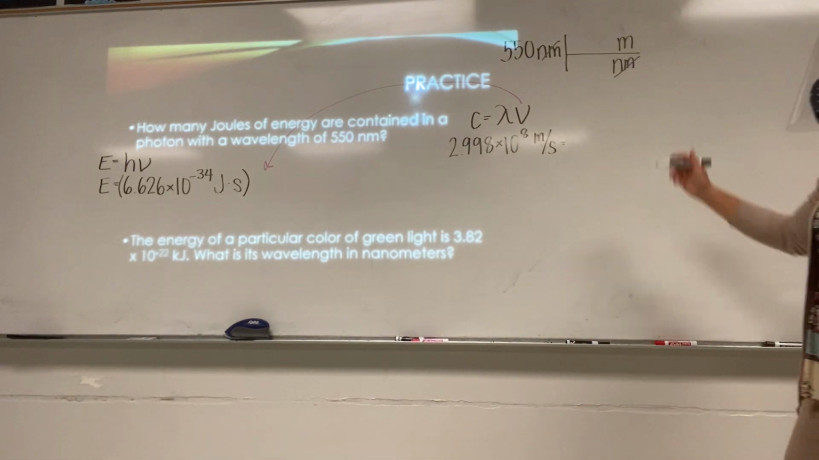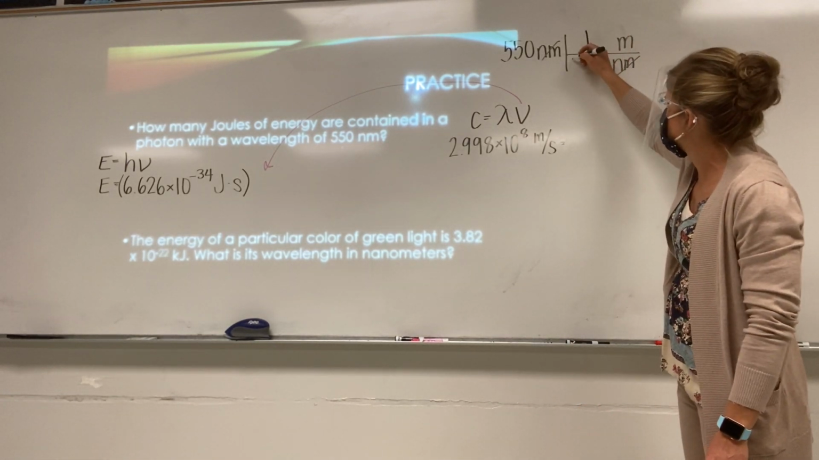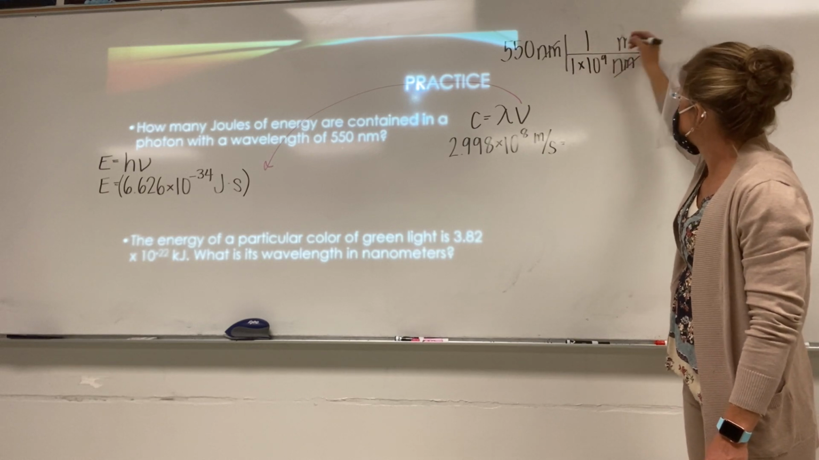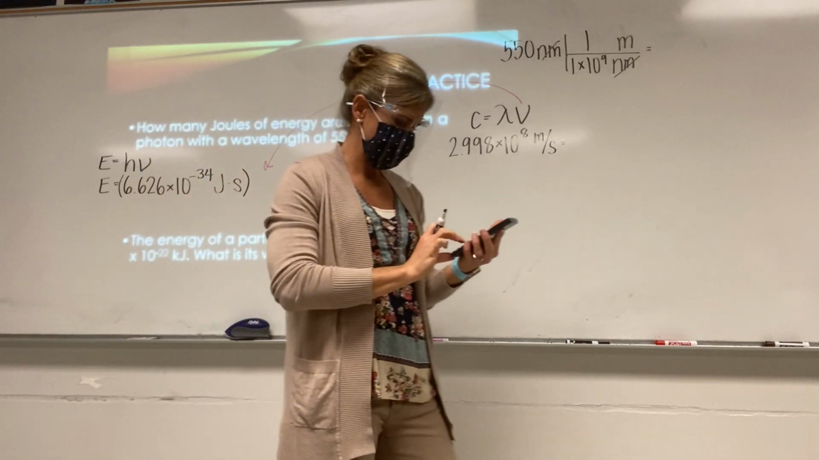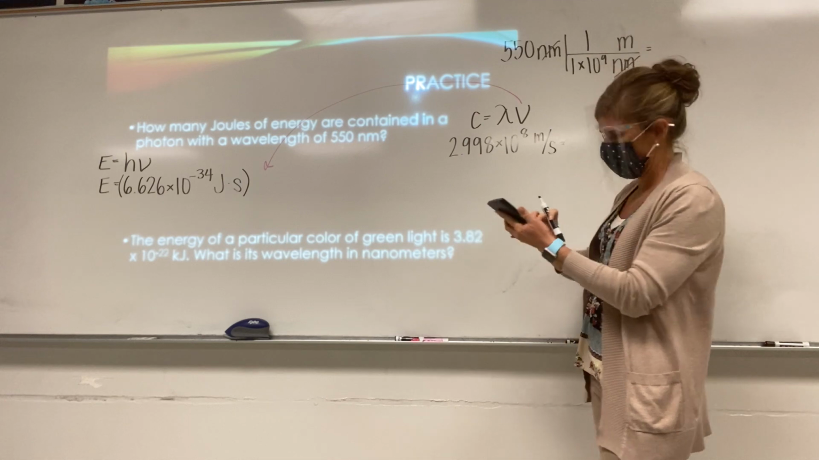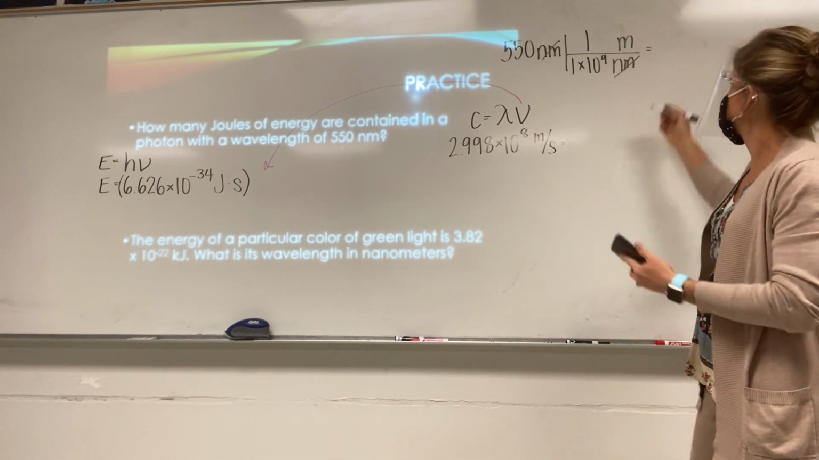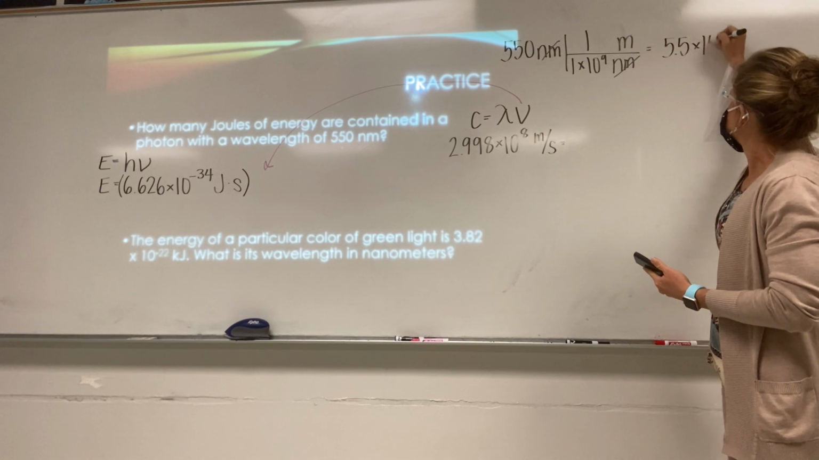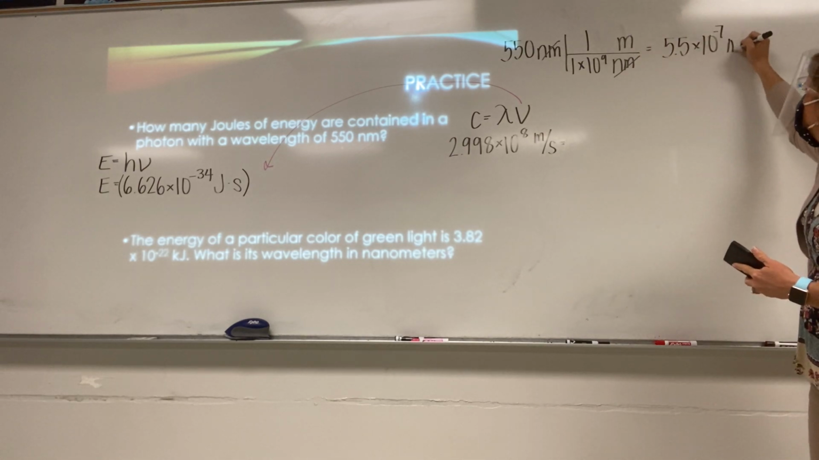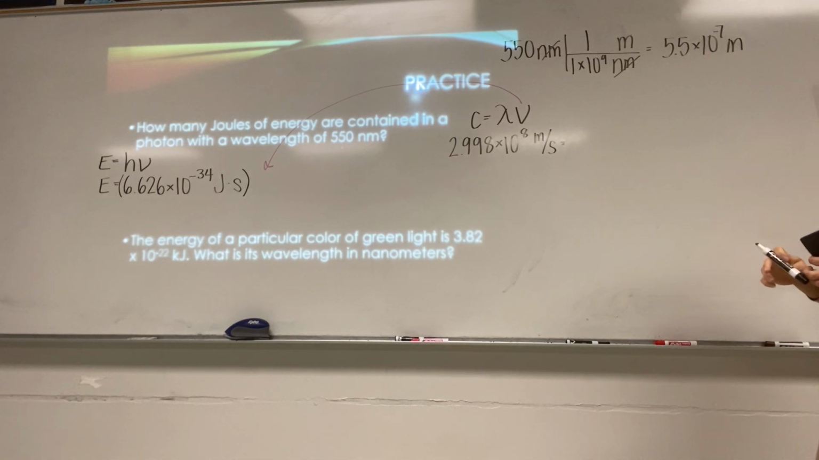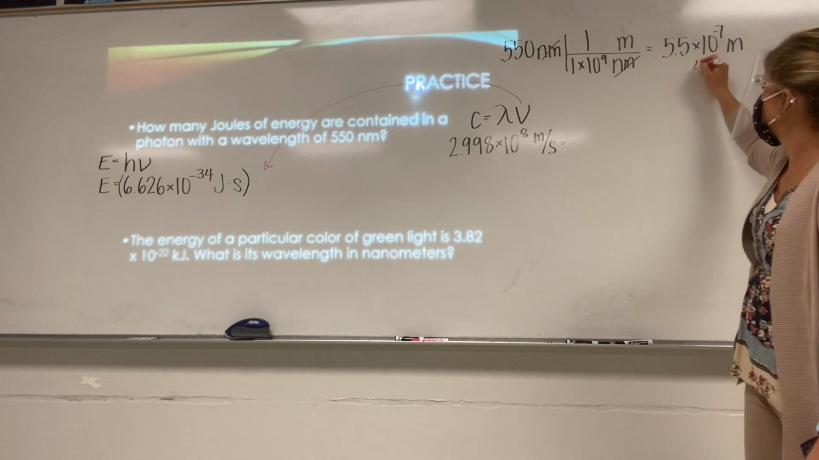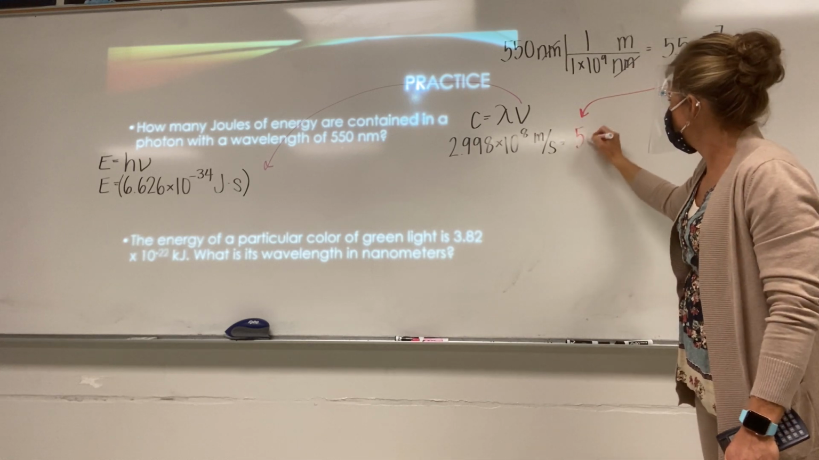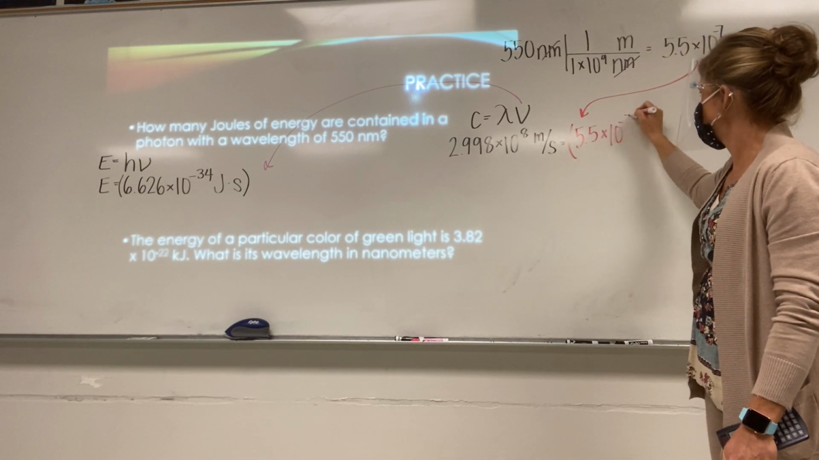Which one's bigger, a meter or a nanometer? Meter. What's nano? 1 times 10 to the 9th, nano 9, very good. So now we're going to divide those two numbers. You should get 5.5 times 10 to the negative 7th meters. Now can I plug in my wavelength? Yes. So I'm going to plug in my wavelength here, 5.5 times 10 to the negative 7 meter.